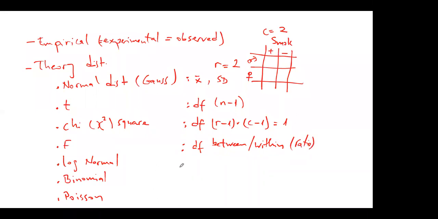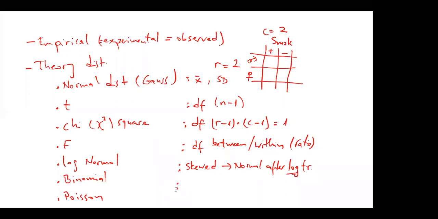Okay. And the log normal distribution means you have a skewed distribution, but it normalizes after logarithmic transformation. In the next session, we will discuss log transformation.